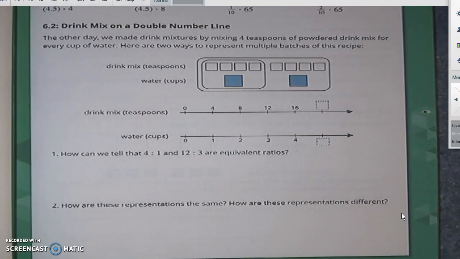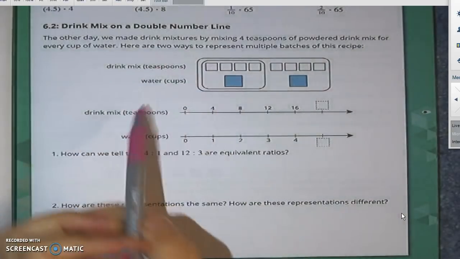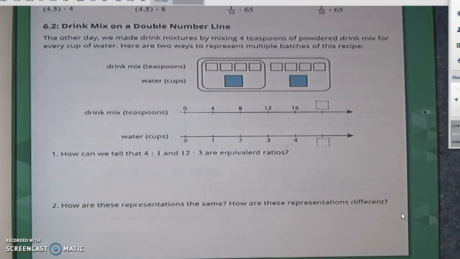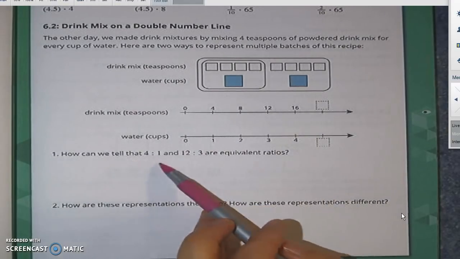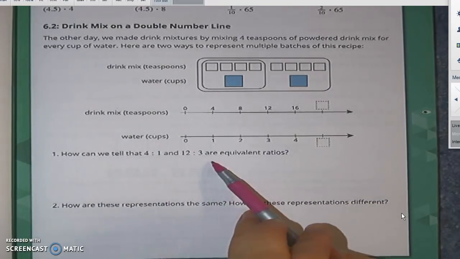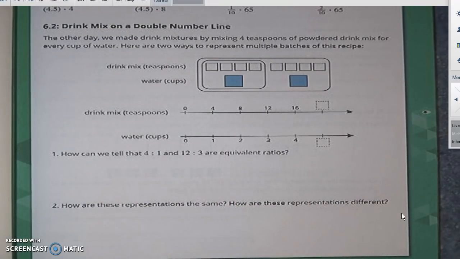Okay, so the other day we made drink mixtures by mixing 4 teaspoons of powdered drink mix for every cup of water. Here are 2 ways to represent multiple batches of the recipe. So we already looked at this one. This one is our double number line. How can we tell that 4 to 1 and 12 to 3 are equivalent ratios?